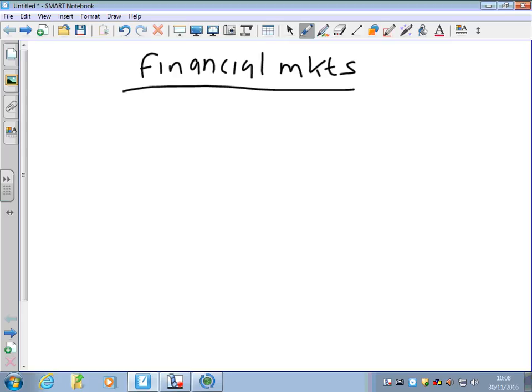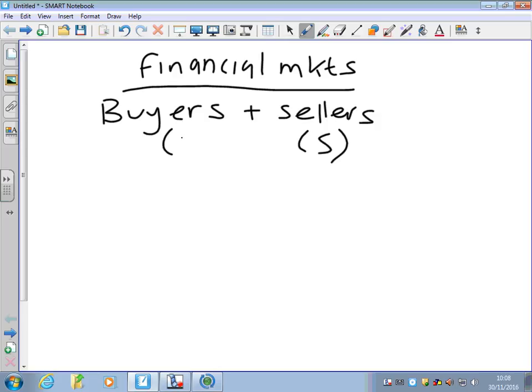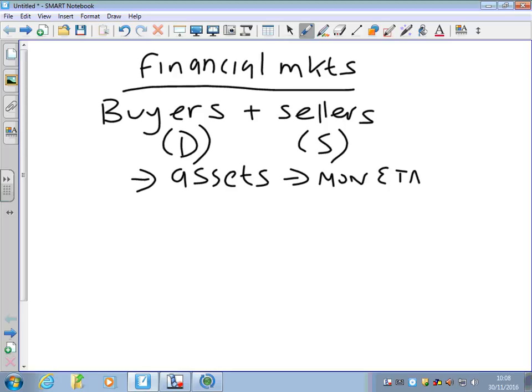So, financial markets, what are they? Well, it's like any other market. You have buyers and you have sellers. So you have people that sell or supply, and you have people that demand. But in this marketplace, where we're not buying physical products like you would do in most markets, what we're looking to buy here are assets that are monetary in nature. So what that basically means is they have some kind of financial value.